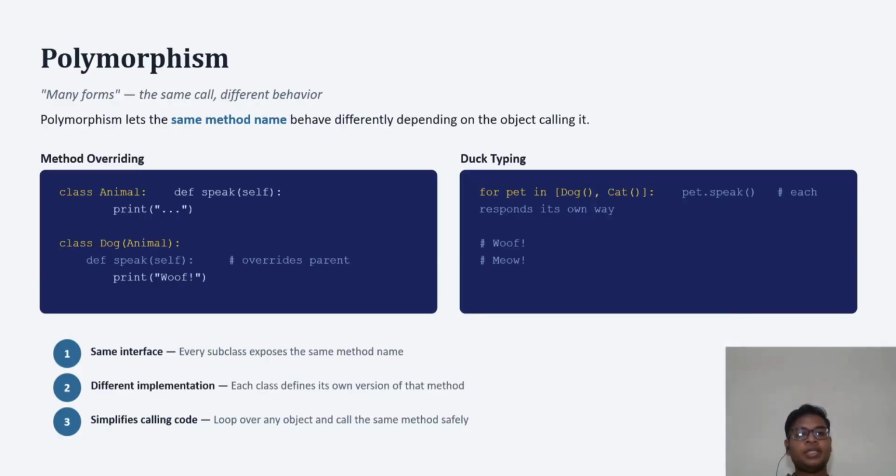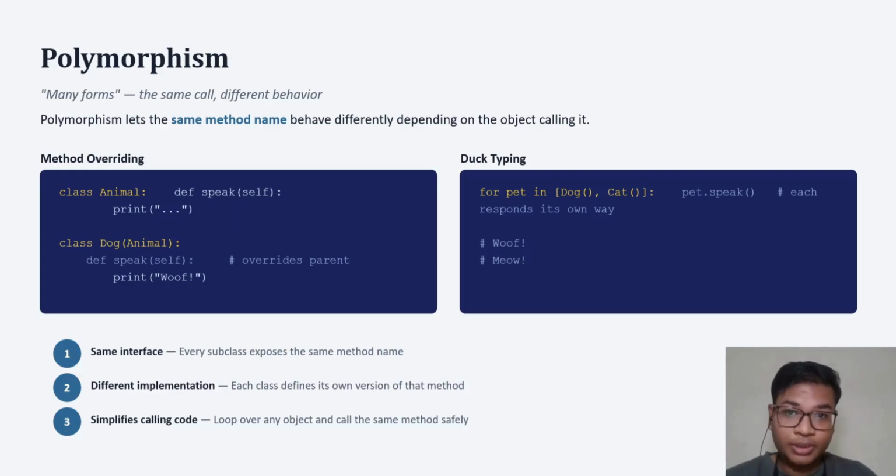So now our main thing is polymorphism. This is also a part of the four pillars of object-oriented programming. So polymorphism means what? It means many forms. Many forms means what? The same call, different behavior. I hope you understand. Okay. Poly means many, morphism means different forms, many forms. So polymorphism lets the same method name behave differently depending on the object calling it.